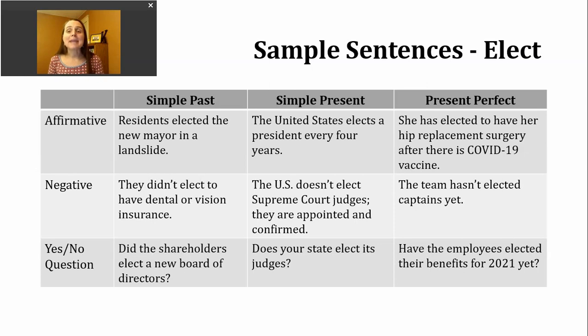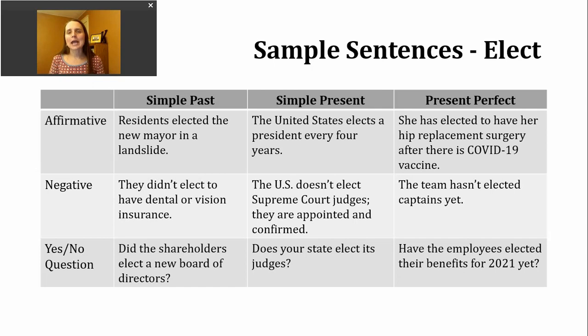Next, let's look at making a negative present perfect sentence. To do this, we're going to insert not after have or has, and you may hear the contraction forms hasn't or haven't. And then we'll continue to use that ed form of the verb. The team hasn't elected captains yet. So this is fairly common on sports teams at the high school level, college, and even professional, that there are some leaders who are selected or voted on by the other team members.